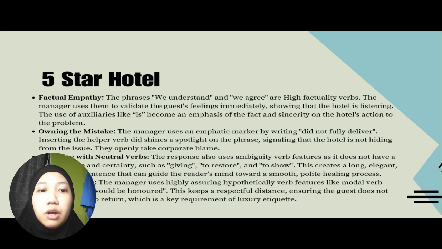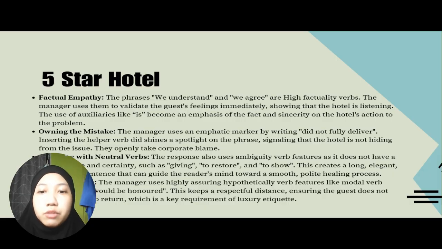They also soften the sentences of the responses by using ambiguity verbs such as "to give," "to restore," and "to show," creating a long, elegant sentence that can guide the reader's mind through a process of healing and seems to invite them back to the hotel. And they also don't forget a polite distance by using highly assuring factuality verb features like "would," to keep a respectful distance and ensure the guest does not feel pressured.